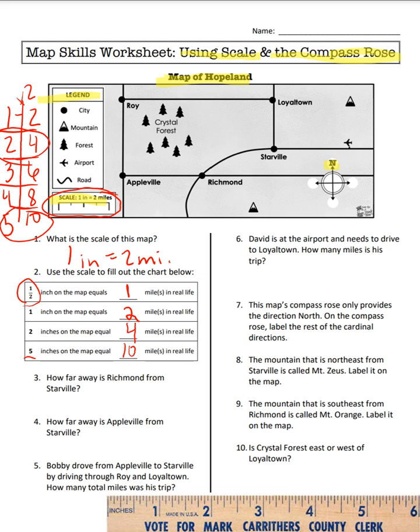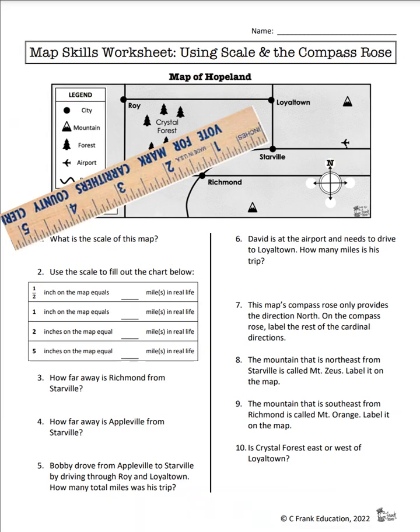The second part of scale is actually using a ruler to measure distances. So I'm going to go ahead and get started here. Number 3 is a little different. I need a ruler. So I give myself a ruler, and it says, how far away is Richmond from Starville? I want this distance right here. Now, I obviously can't measure this curve. I don't have a ruler to do that, so I have to measure air miles here. It looks to be 1.5 inches.